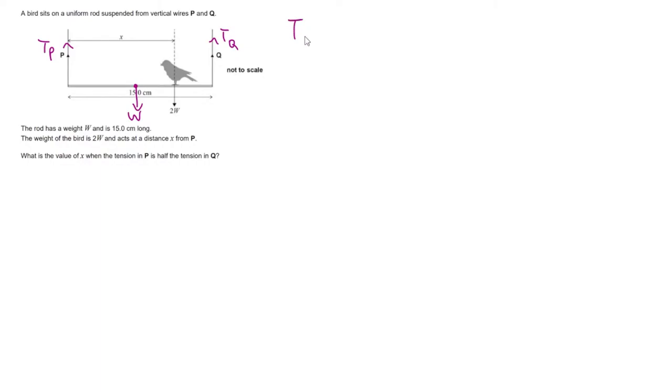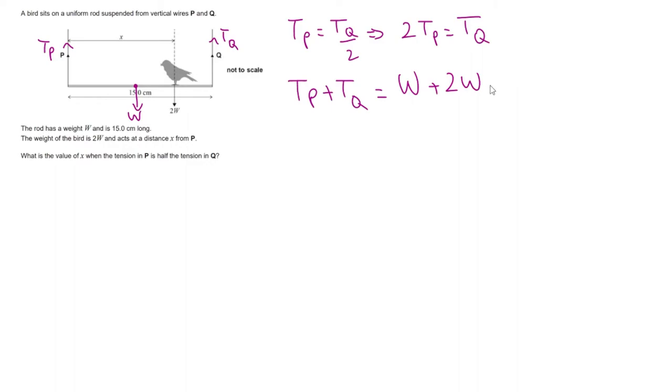So the tension in P is half the tension in Q. That therefore implies that 2TP equals TQ. That's going to prove useful for us. Now looking at the forces, the balance of the upward forces and the downward forces, we can see from the diagram that we have TP plus TQ going up and W for the rod plus 2W for the bird going down, which of course equals 3W.